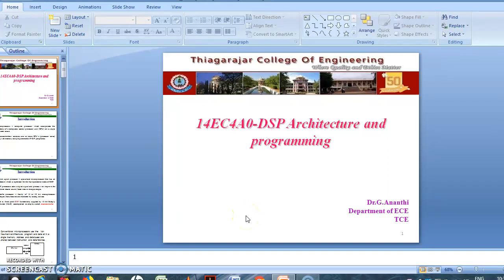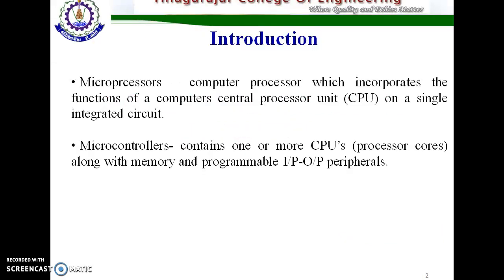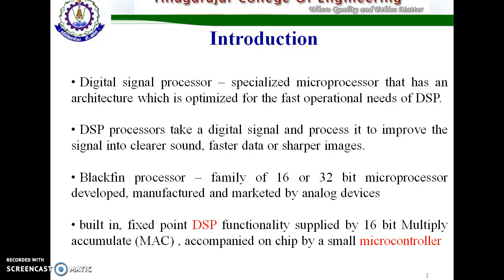We are going to discuss DSP architecture and programming, the introduction part. The basic difference between microprocessors and microcontrollers is that a microprocessor is a computer processor which incorporates the functions of a computer CPU on a single IC, and a microcontroller consists of a CPU along with memories and peripherals. A DSP processor is a specialized microprocessor unit designed for DSP functions.